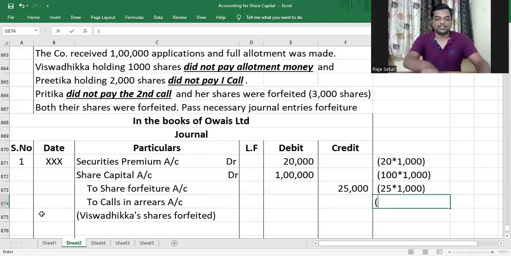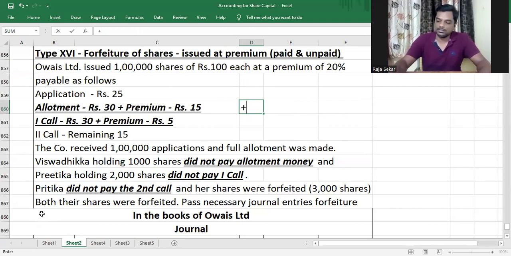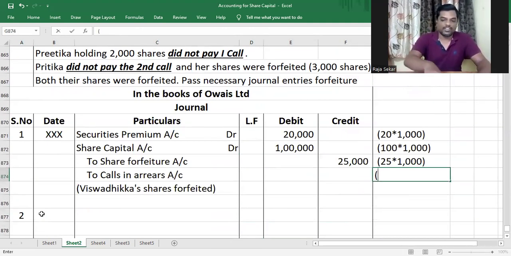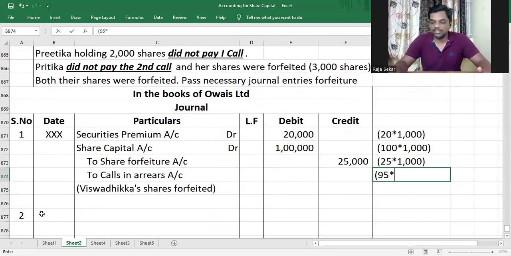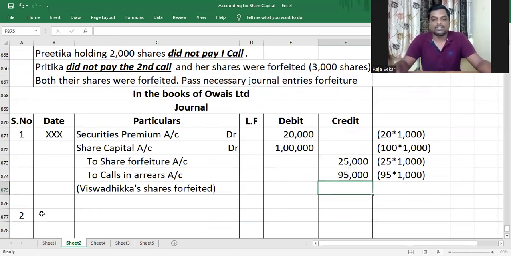And calls in arrears will be what, my children? It will be the remaining amount, or the amount that Vishwadika did not pay. What Vishwadika did not pay is 30 on allotment, 30 on first call, and 15 on allotment premium, and 5 on first call premium. In total, Vishwadika has not paid 95 rupees of premium and capital. In calls in arrears, both the premium not paid and capital not paid will be included. Called up but unpaid portion of premium and capital is 95 in this question, and therefore 95,000.